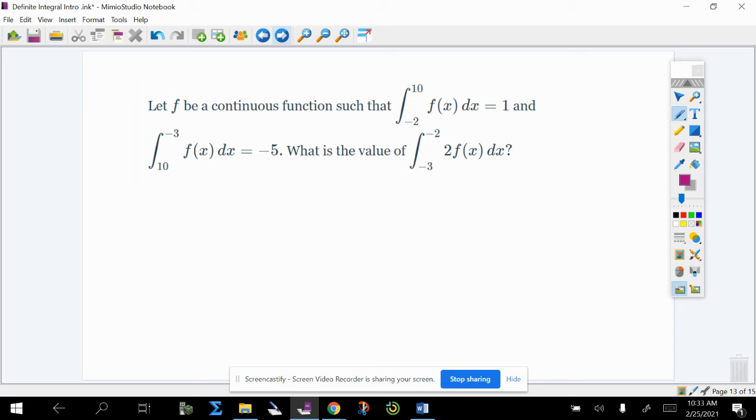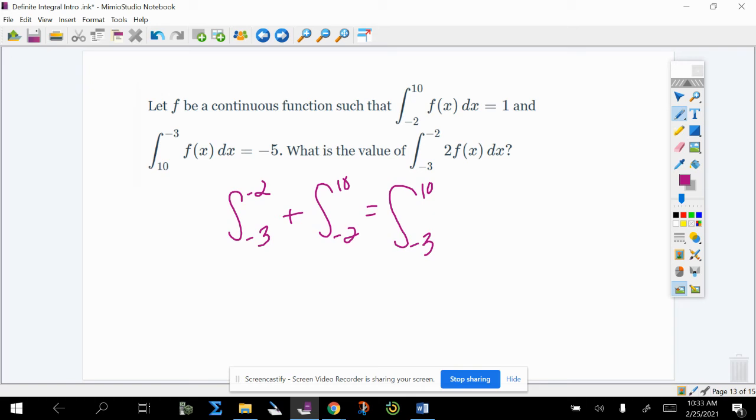So here's what I'm going to start with. I'm going to start by writing what I know. I know that if I go from negative 3 to negative 2 of my function and add that to negative 2 to 10, I'm going to get the entire integral. So I'm kind of thinking of it like working along a number line. Negative 3 is the smallest number that's mentioned, and positive 10 is the biggest. So I'm going to do a part plus part equals whole.